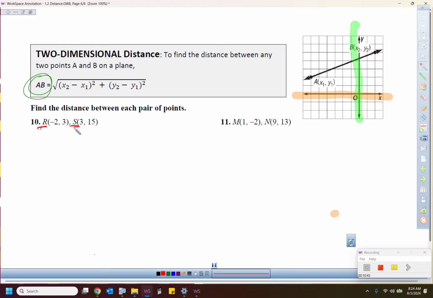Instead of A and B, they're using point R and point S. So we'll write it like this. The distance from R to S equals, and then we've got to put this big old square root symbol around it. And then we'll sub in. R, remember, this is x1, y1, and this is x2, y2. It's probably bringing back some algebra memories of when you found the slope between two points. This is the first point, so it's x1, y1. This is the second point, x2, y2.